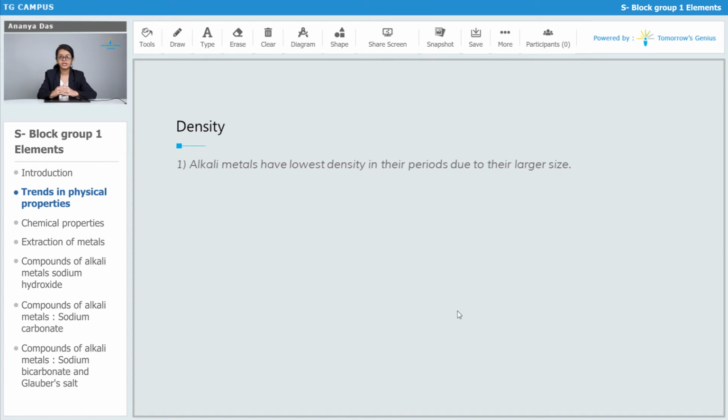The next property that we have to talk about in alkali metals is the density. Alkali metals have the lowest density in the periods due to the larger size, because when we talk about the periods, we have already seen that alkali metals have the largest size in the respective periods, and because of the larger size they have lower densities.